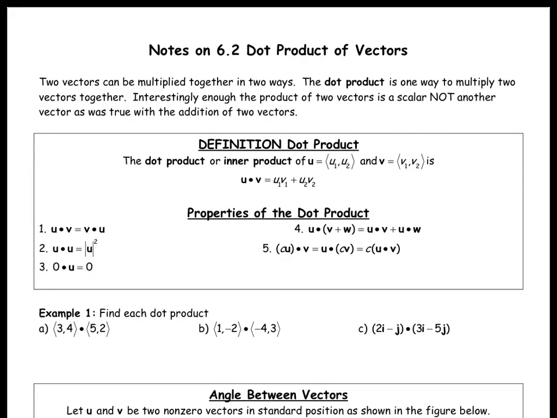Okay, so I'm going to start on notes 6.2, dot product of vectors. This is one of those things that some of you like because it's simple algebra skills. But another big concept I want you to make sure you know is that when you multiply two vectors together with the dot product, you actually get a scalar. You get a number, not another vector.